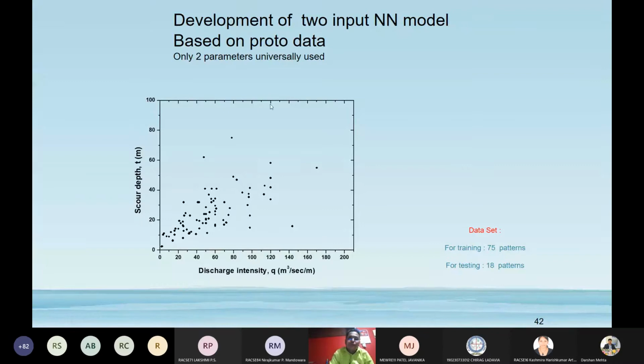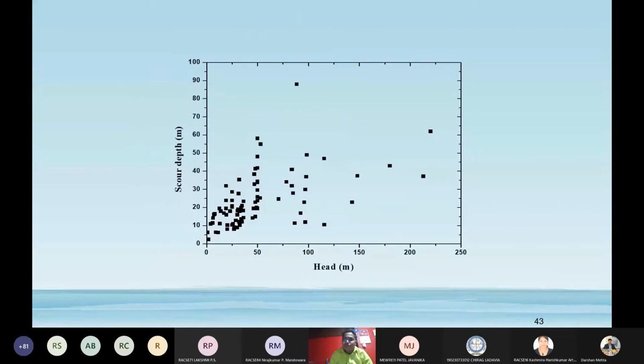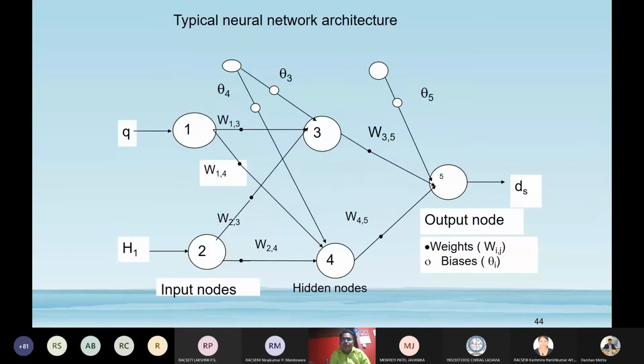These are some prototype data. Is there any relationship between scour depth and discharge intensity? It is highly random, meaning there is no relationship. So why are we using a neural network model? For this kind of data, regression may also fail. Head versus scour is again the same; there is no trend. So at that time I collected all the prototype data.